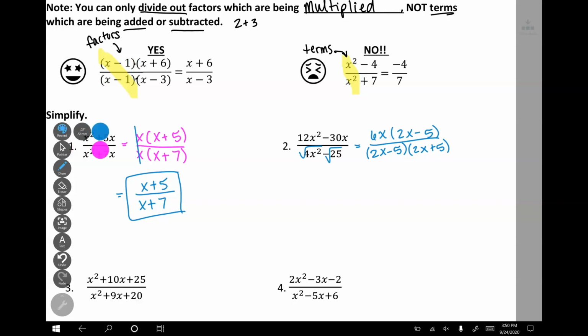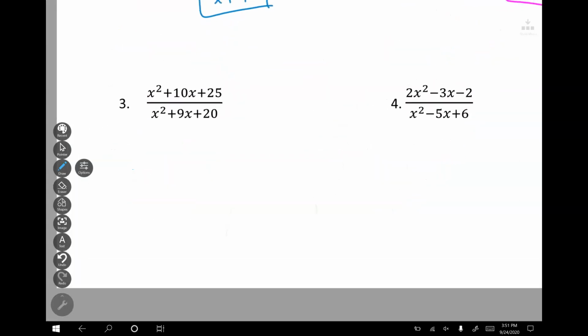All right, so now we can cancel the factors that appear in the top and the bottom. 2x minus 5 divided by 2x minus 5 cancel. That equals 1, so they do cancel. And so you're left with 6x on the top and 2x plus 5 on the bottom. All right, number 3.